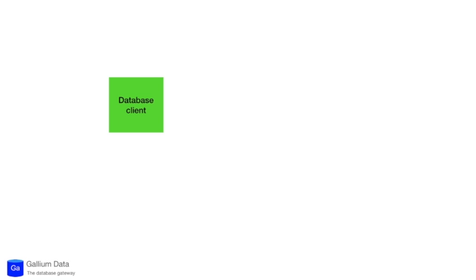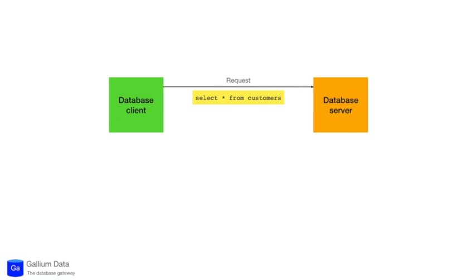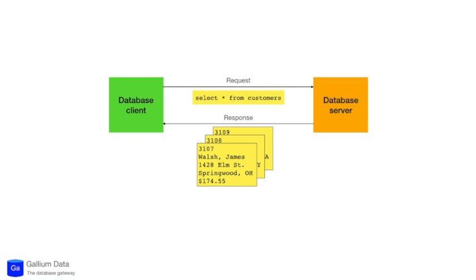When you think about a database system, you probably think about a database client, and by this I mean anything that talks to a database, such as an application, an app server, a report writer, etc. There's also a database server, and of course a network to allow the two to talk to each other. The database client is going to make requests using a query language or a command language, and the database server is going to return the data as requested.